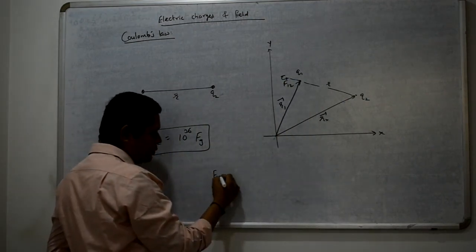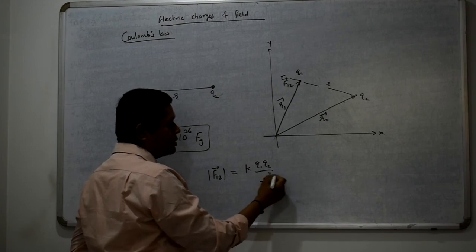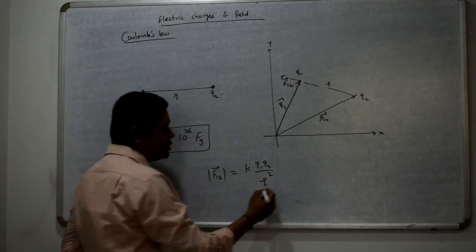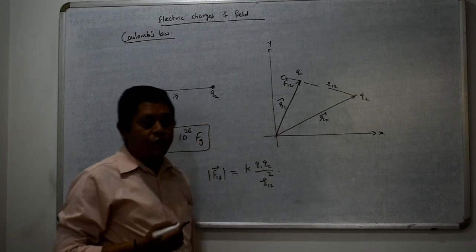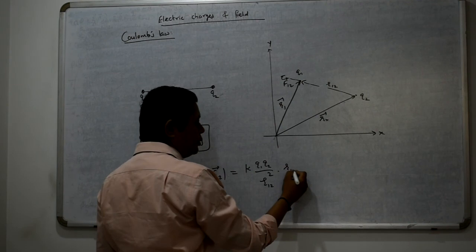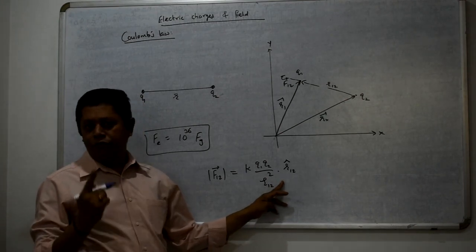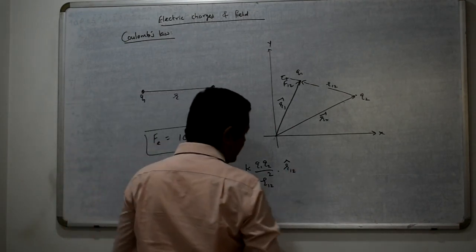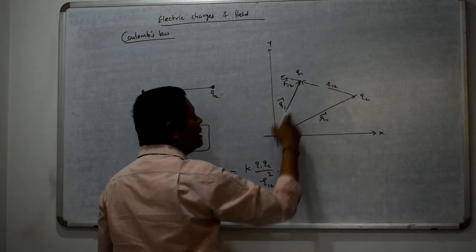Then the magnitude of this force, you can write F12 magnitude is equal to KQ1Q2 by R square. Now this R, the distance of charge 1 from charge 2, you can write as R12. Now, if you want to show the direction, this is the direction of vector R12. So if you put the unit vector in that direction, a vector having magnitude 1, then using the triangular law of vector addition, you can say vector R2 plus R12 makes R1.